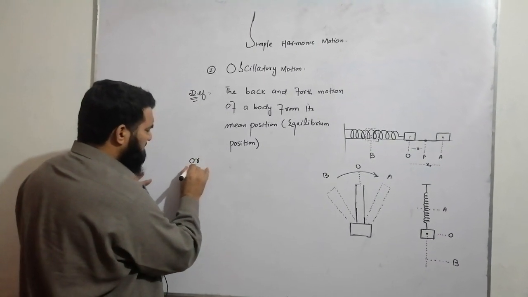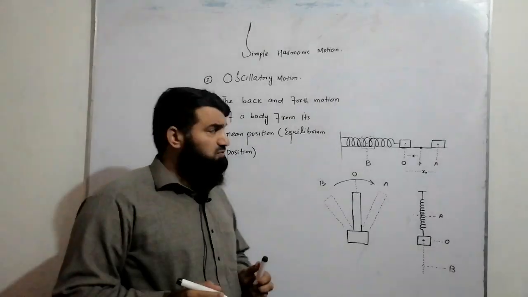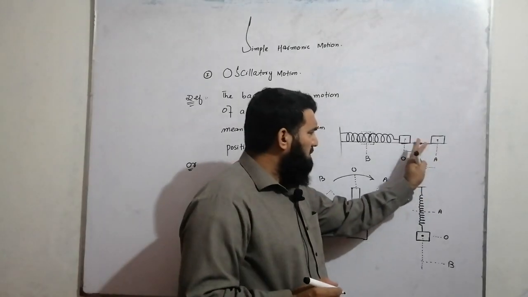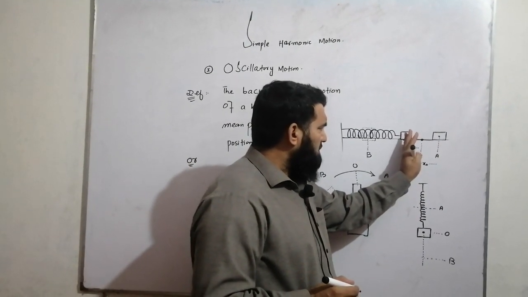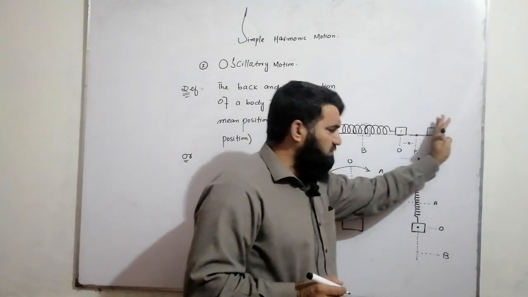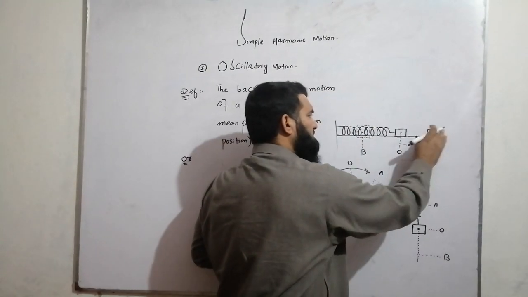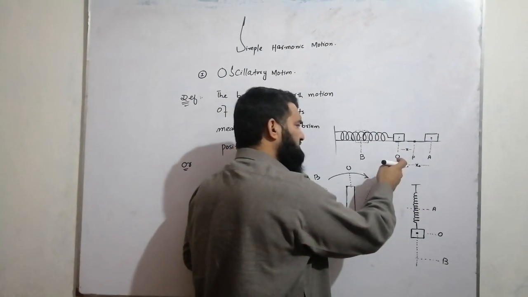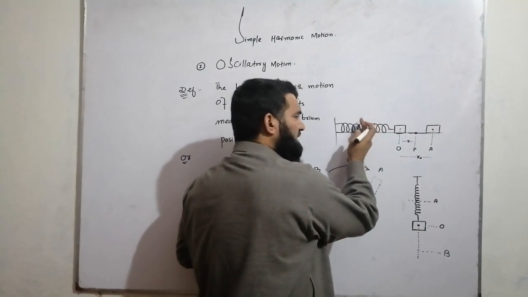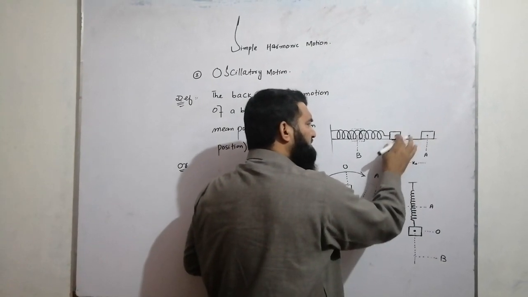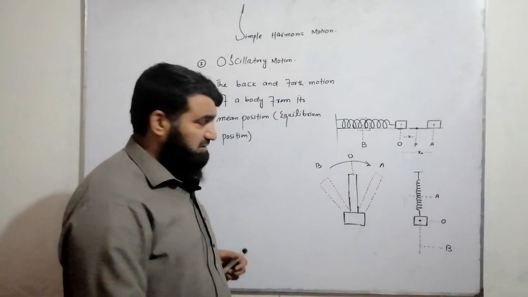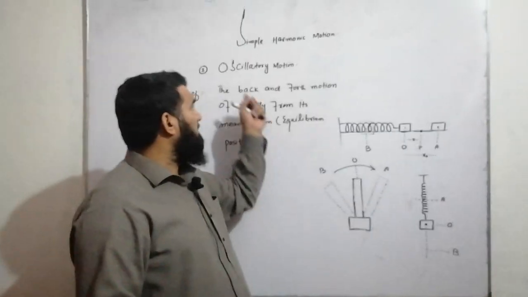There is another definition related with oscillatory motion. That motion which an object repeats itself from A to B and then from B to A on the same path from a central position. So that motion which repeats itself from A to B and then from B to A from a central position on the same path, that motion is also called what? Oscillatory motion.